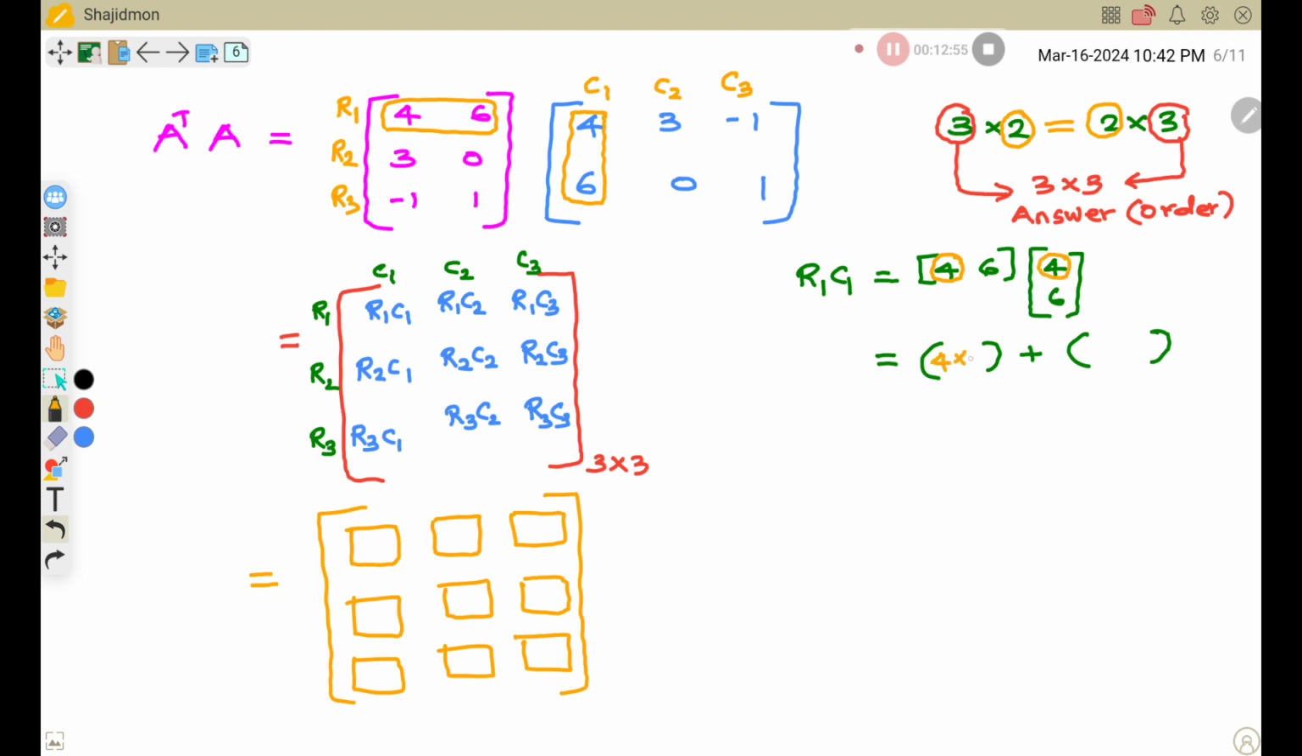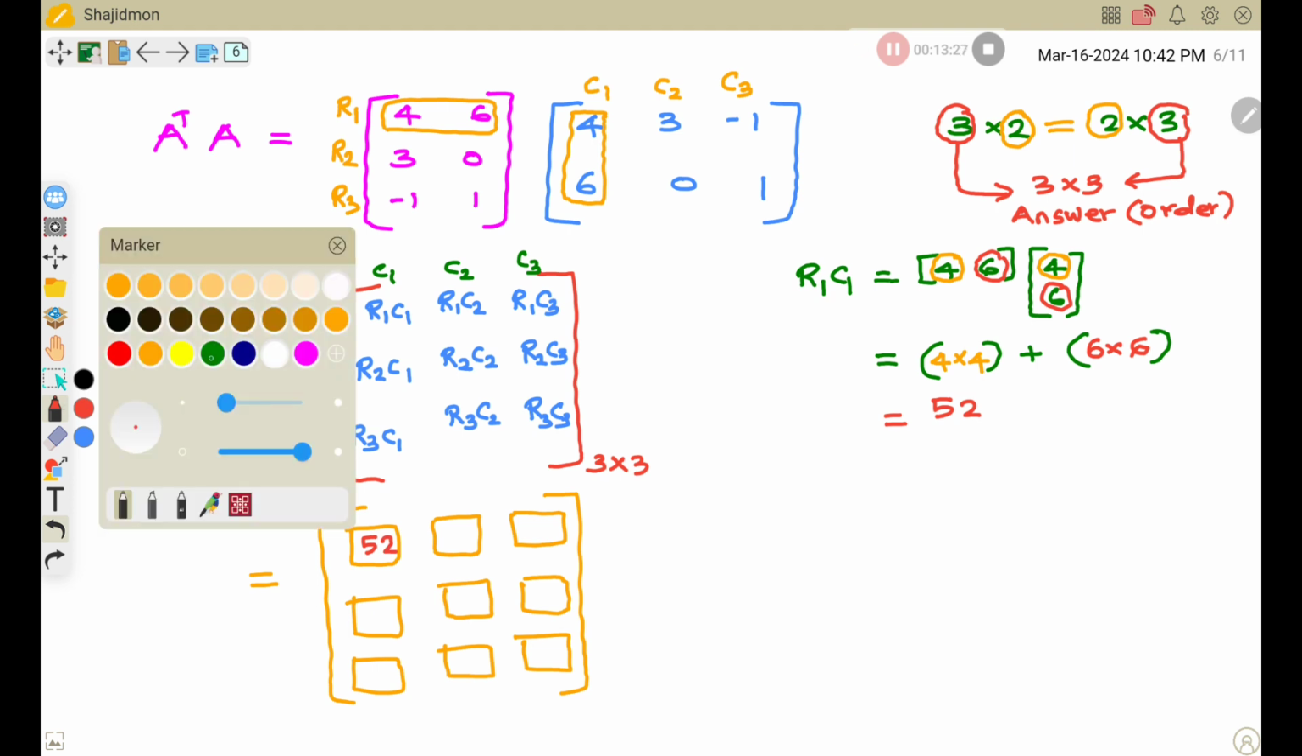So 4 multiply 4 plus second number multiply with the second number. What is second number here? 6. Here also 6. So 6 multiply 6, okay? So 4 multiply 4 plus 6 multiply 6, okay? You will get the answer equal to 4 multiply 4 means 16, 6 multiply 6, 36. So we will get 52 as the answer, okay? 52. So the first number we got here, R1 C1 is 52. I am writing here 52.